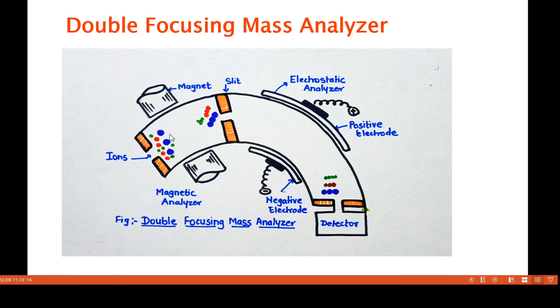Okay, these ions enter this magnetic analyzer. Here the magnets are present. So what happens? These ions come into this magnetic field and get deflected, and after deflection they come here. But here they are not aligned. First this one reaches, then this one and this one, so they are not aligned. Due to this situation we get a broad peak.